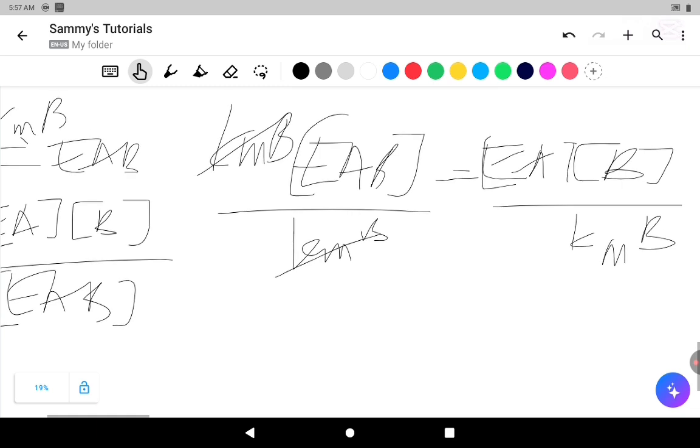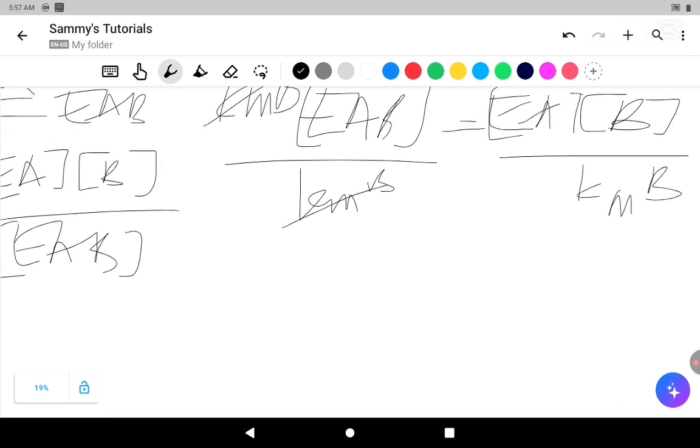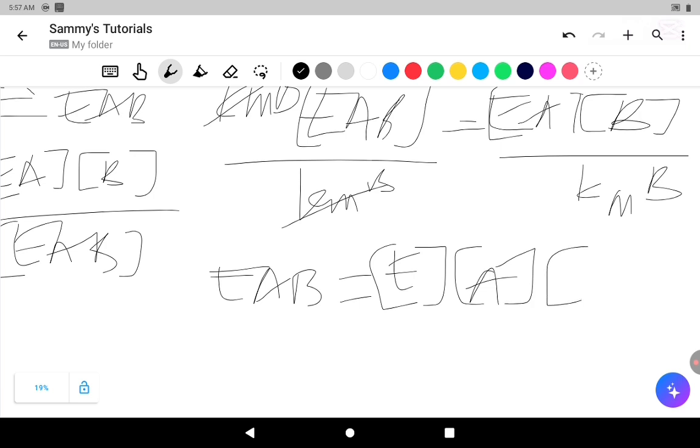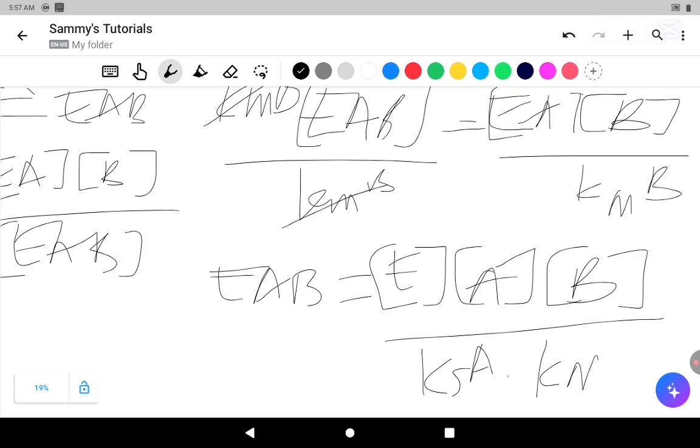How do you do that? Substitute for EA from equation 1. Simple. Just like we did initially. It will now be EAB equals to, pay attention, instead of EA you put the equation. So how do you do that? You have EA times B all over, there's KMB here already, so the former is KSA from equation A, times KMB.